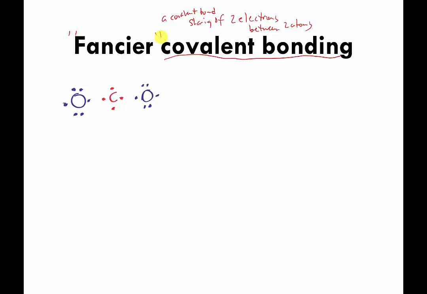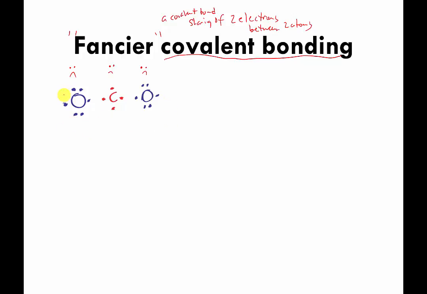Here are three different atoms, all somewhat unstable. Not completely unstable, but a little bit. So I'm going to give them all frowny faces. They're all electrically neutral as well. This is an oxygen, a carbon, and an oxygen.